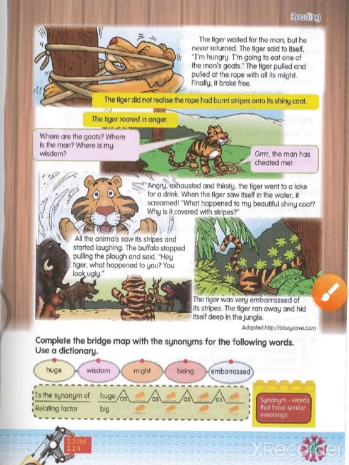Next, where is it? So you can get it from here. The tiger was very embarrassed of the stripes. The tiger did not realize. You can find from here for the second one. Okay, the tiger waited for the man, but he never returned. This one you can put as the third one.